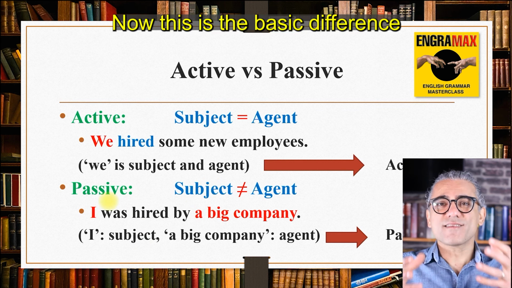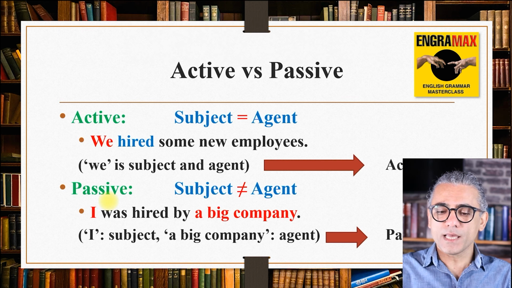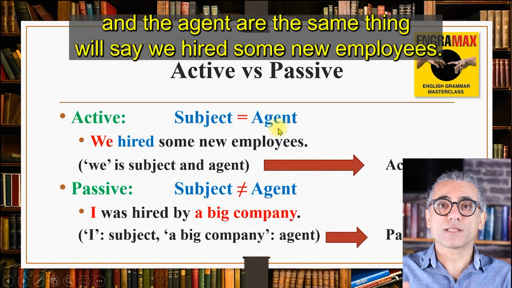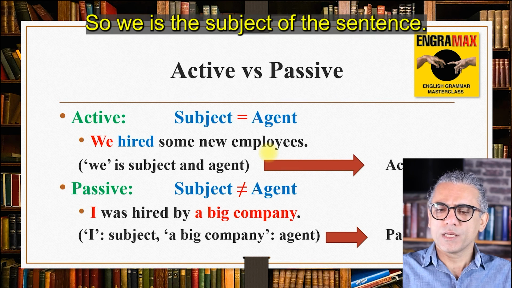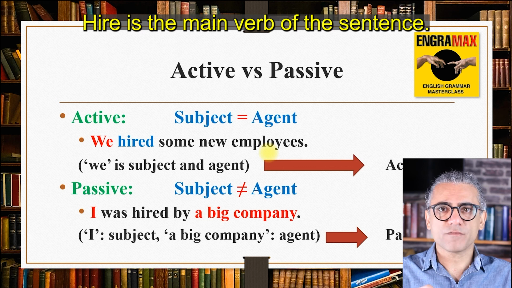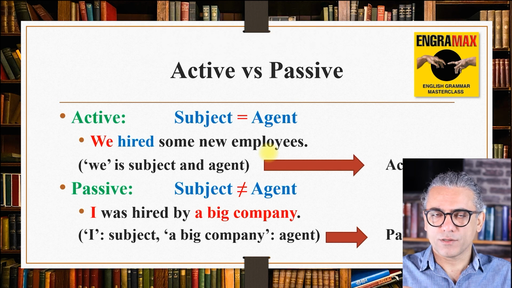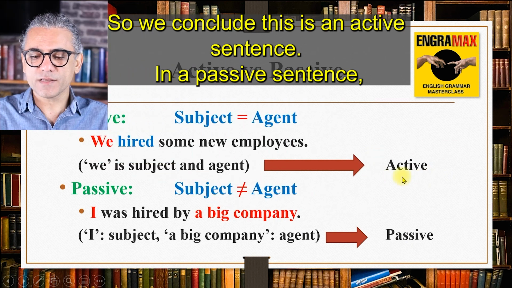Now, this is the basic difference between an active sentence and a passive sentence. In an active sentence, as you can see here, the subject and the agent are the same thing. We say, we hired some new employees. So, we is the subject of the sentence. Hire is the main verb of the sentence. You need to ask yourself, who is doing the hiring? We are doing the hiring. So, we is the subject and agent. So we conclude this is an active sentence.